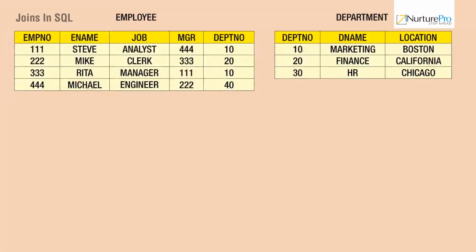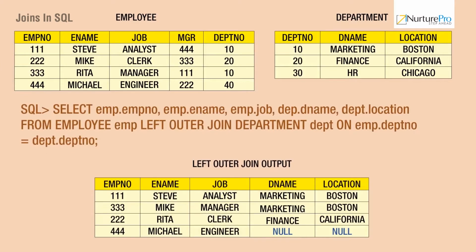To understand left outer join, let us take the example of department table and employee table shown on screen. By applying the left outer join query on department table and employee table, all the rows from employee table with matching rows in the department table based on the department number will be returned. Also notice that if a department number in the employee table does not exist in the department table, then all fields in the department table will display as null in the results set.